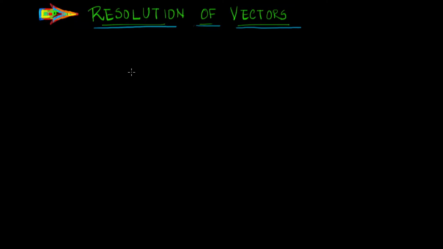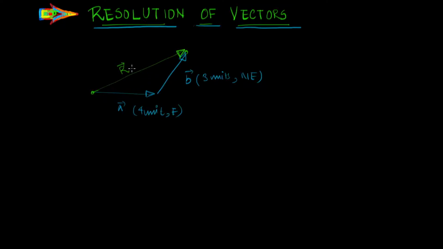Alright, so in this video we'll try to talk about the resolution of vectors. Now, so far we know what the resultant of two vectors would be. If this is our A vector, say 4 units in the east direction, and this be our B vector, say 3 units in the northeast direction, then we know that the resultant would start from the base of A to the head of B, something like this. This would be the resultant vector R, which would be A plus B. So this would be our resultant vector.